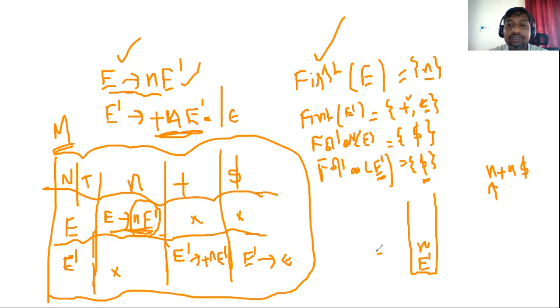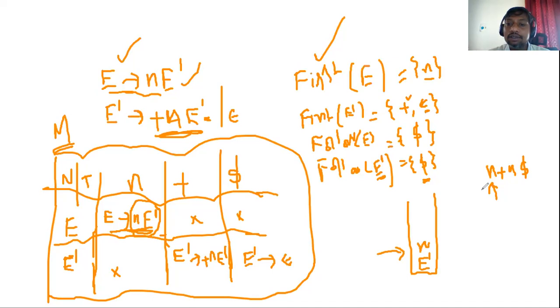Now the current top of the stack is n, and the current input symbol is also n. We have not advanced our input pointer. Whenever we expand, we generally don't update the input pointer, right? Only whenever there is a match do we update the input pointer so that it points to the next input symbol.